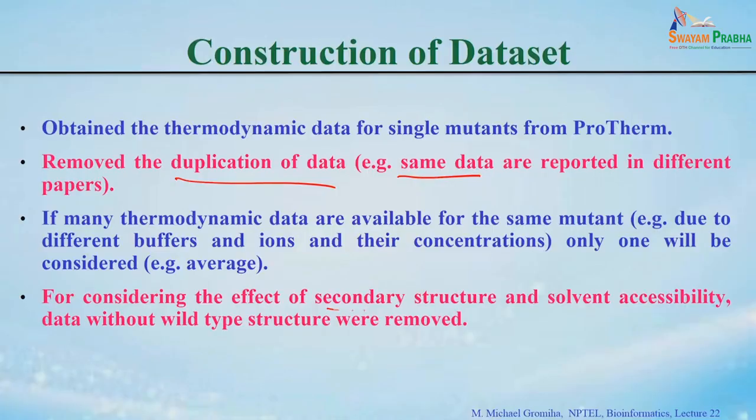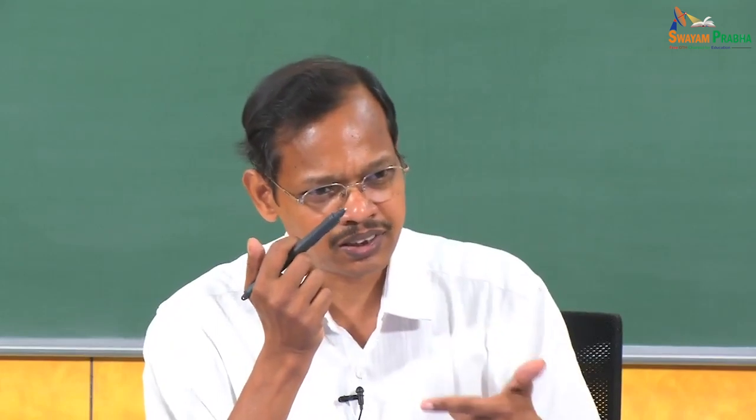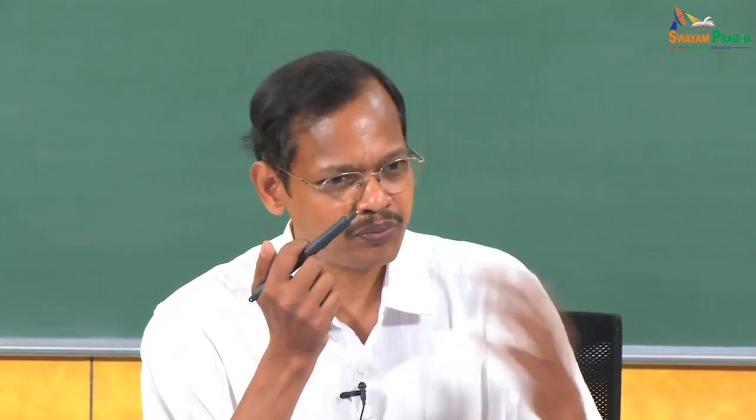Then you can also consider secondary structure as well as orbital accessibility, and you can see this effect. If you want to do this and the structure is not available, then you can either predict it or discard the data. You have both options: you can predict the secondary structure and ASA and use them for prediction, or if you need only the structure information and it is not there, then you can discard this data.